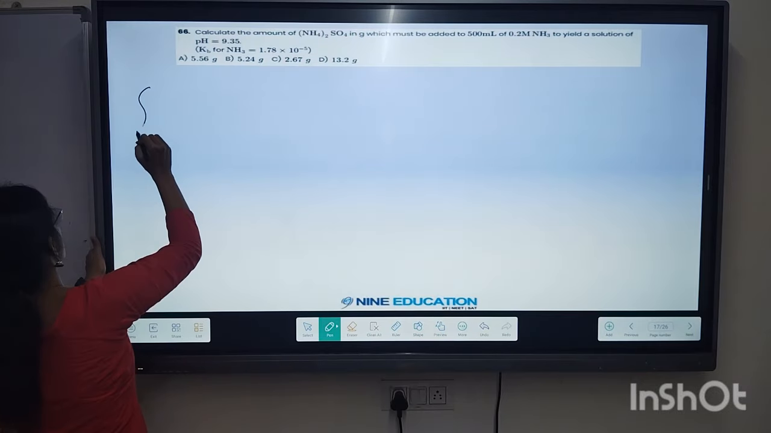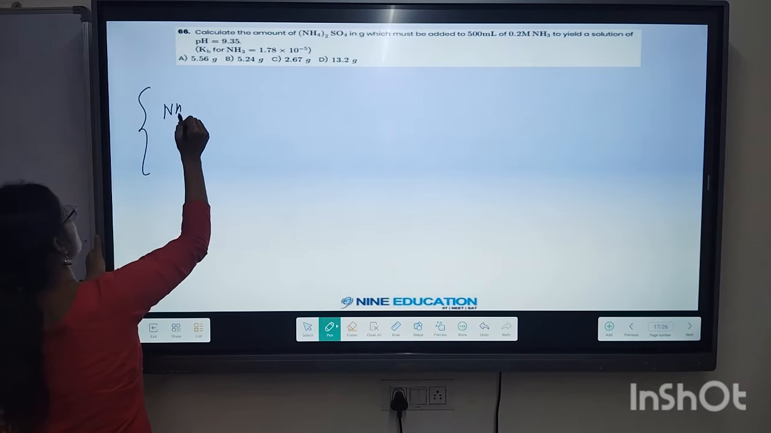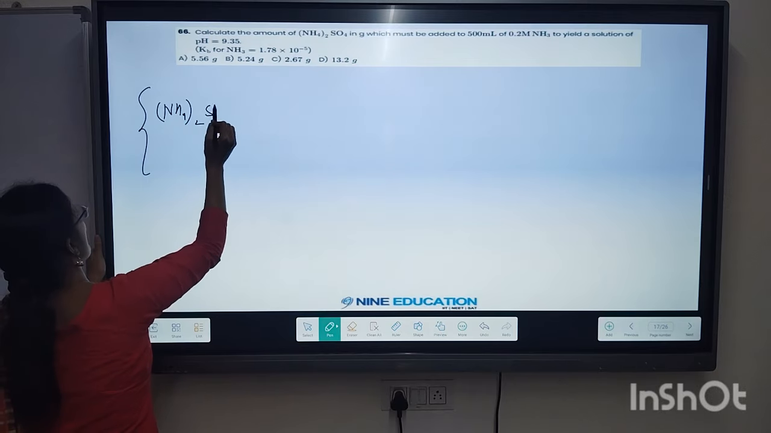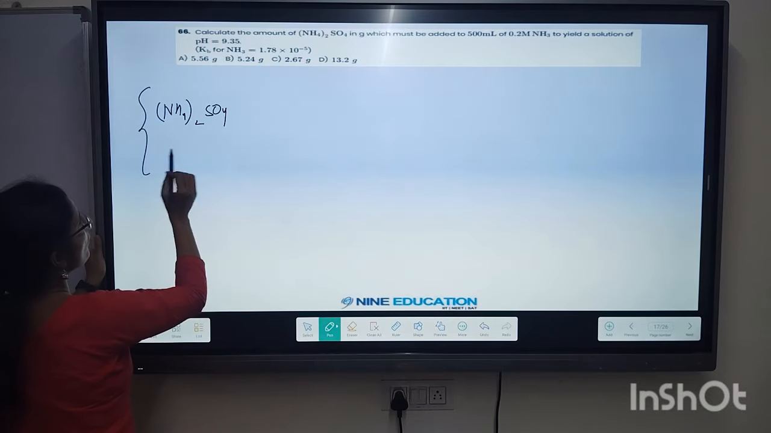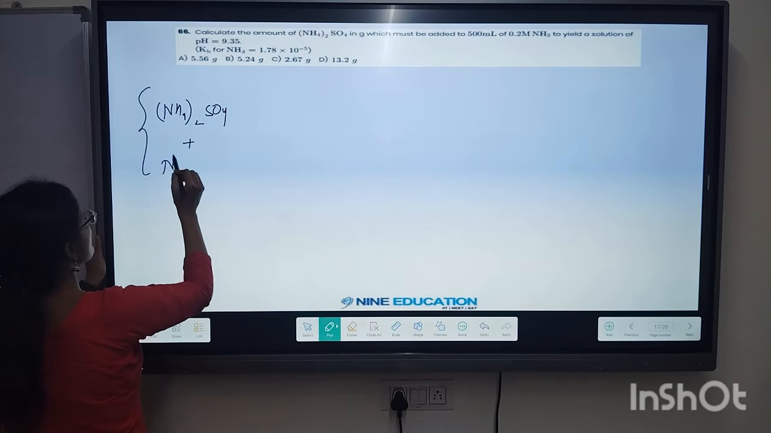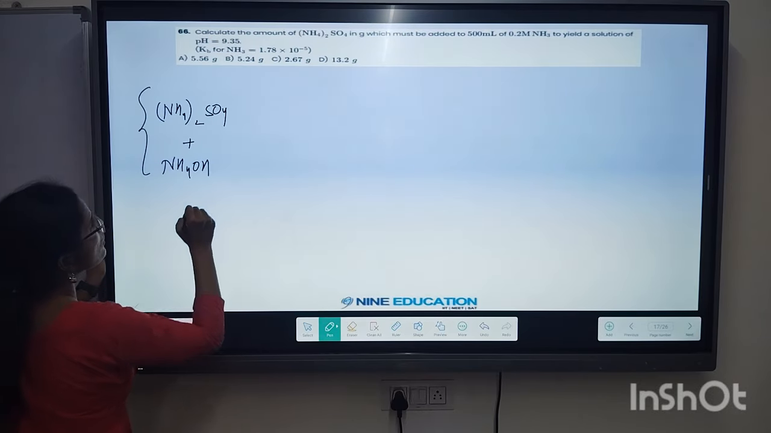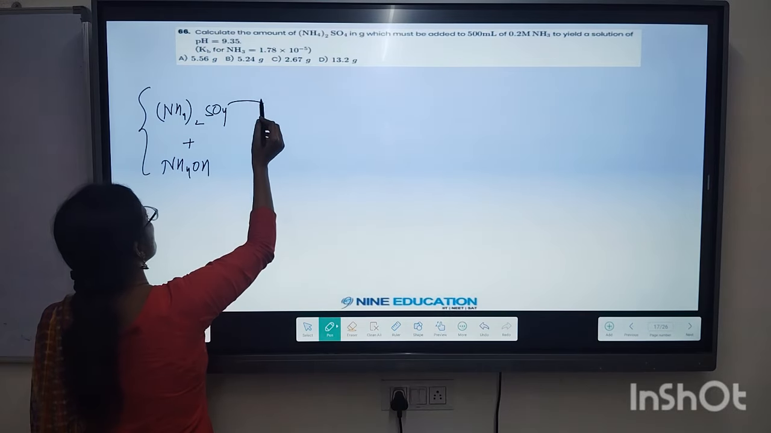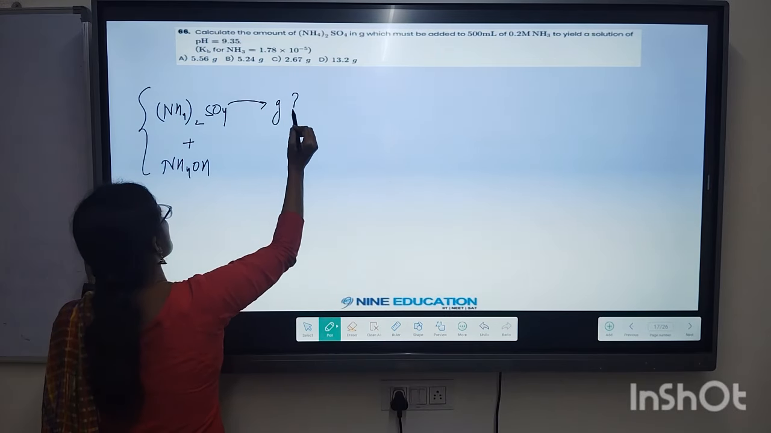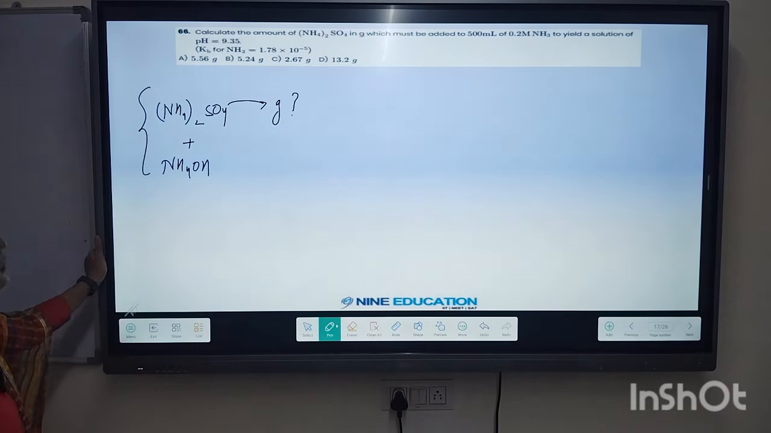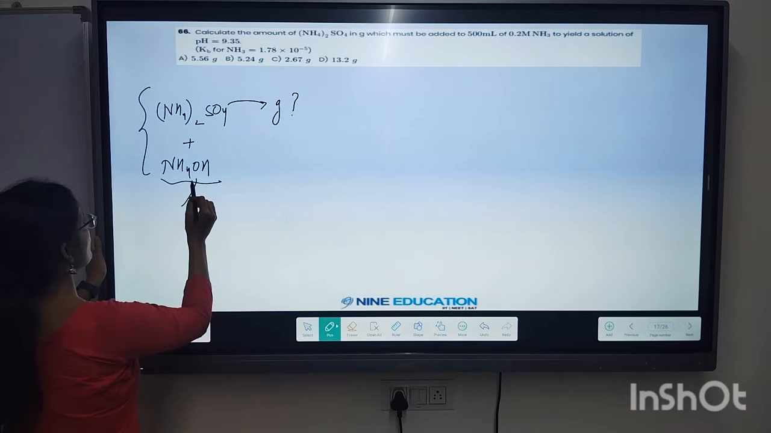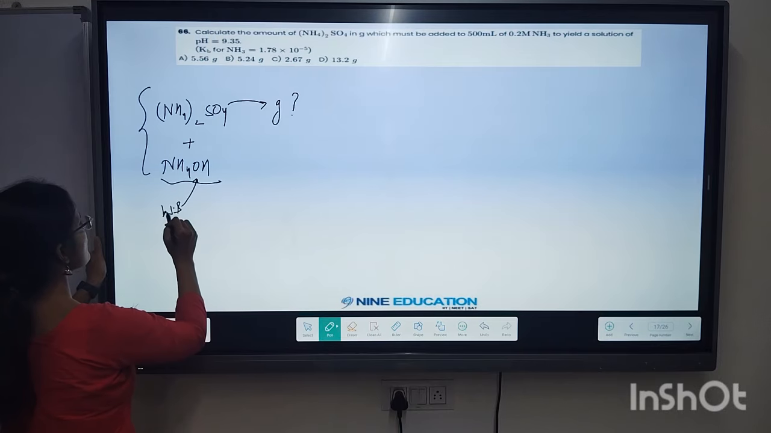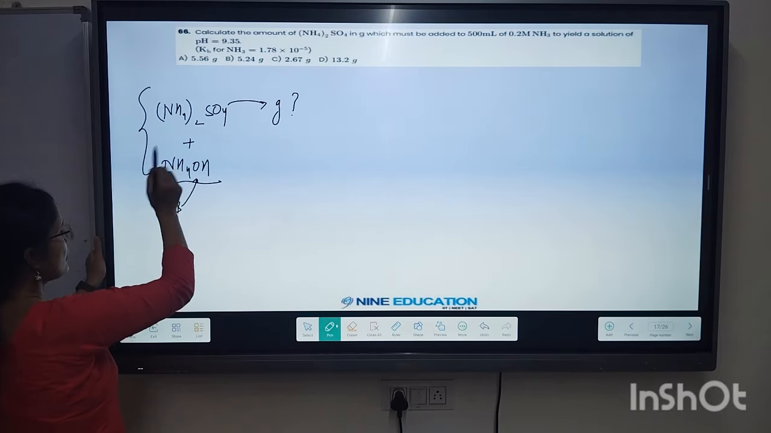So try to understand the nature of the solution. We are going to add (NH4)2SO4 into the NH4OH solution, and we need to find how much of this ammonium sulfate, in grams, we must add to give a solution of pH 9.35. Again, this is your weak base, and this is the salt of a strong acid and a weak base.